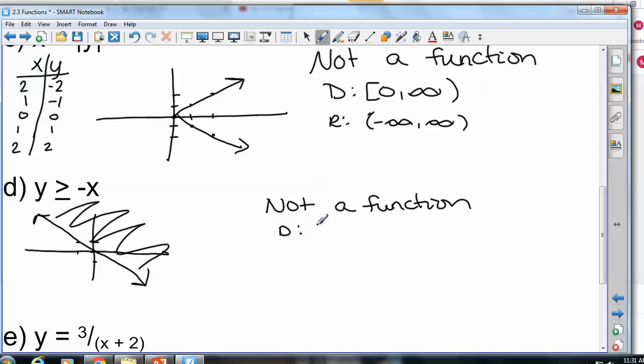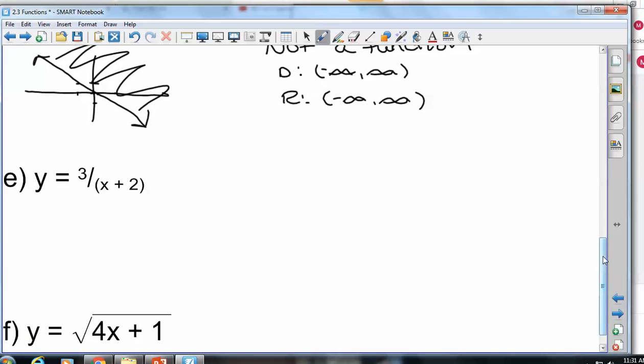What's my domain? Yeah, eventually we'll hit everything. You could even just think about the line. The line will hit everything. Same thing with your range. It's going to keep going up and down forever, so you will hit everything within each infinity.